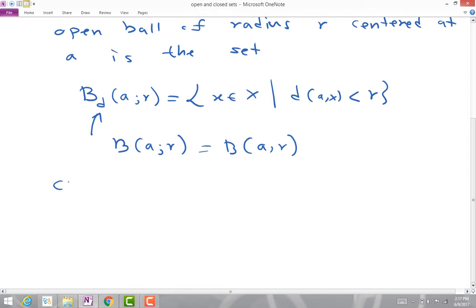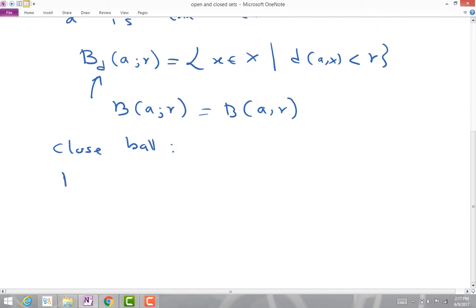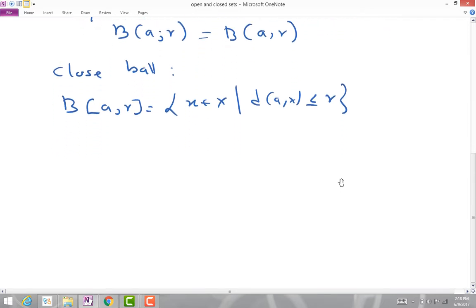And similarly, we can define the closed ball to be, so we can use the closed interval thing, like closed brackets B[a, r], to be all the elements x in X such that the distance between a and x is less than or equal to r. So this is something like the open ball. So I have a point a, and all the points that are within distance r to this point.